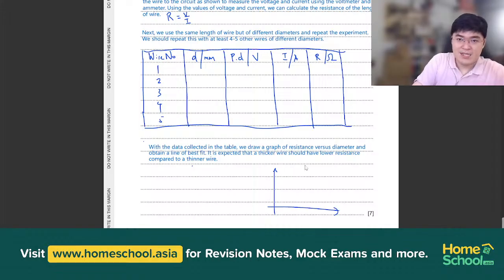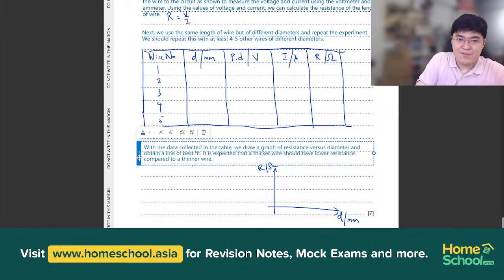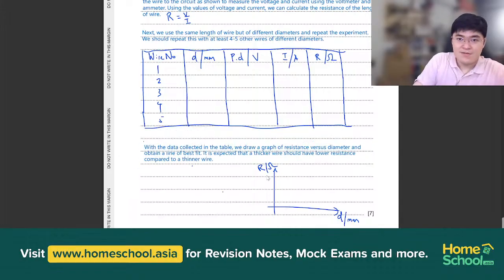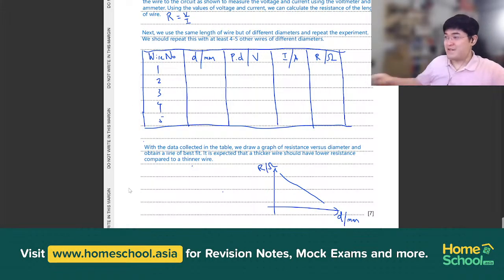So resistance and diameter. The diameter is over here, probably in millimeters, and the resistance in ohms. It's expected, due to what you have learned before, that for a thicker wire, as D increases, resistance should decrease like this. So we should get something like that.